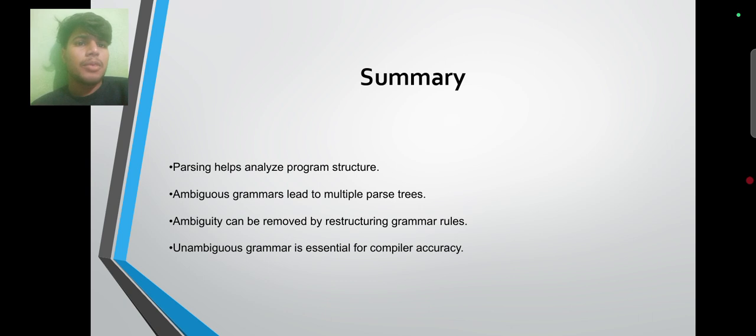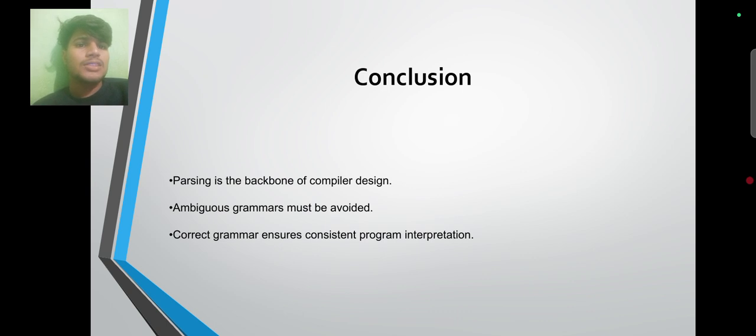Summary: parsing helps analyze program structure, ambiguous grammar leads to multiple parse trees, and ambiguity can be removed by restructuring grammar rules, and unambiguous grammar is essential for compiler accuracy. Conclusion: parsing is the backbone of compiler design, ambiguous grammar must be avoided, and correct grammar ensures the consistency of program interpretation.